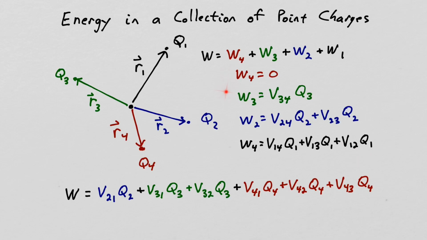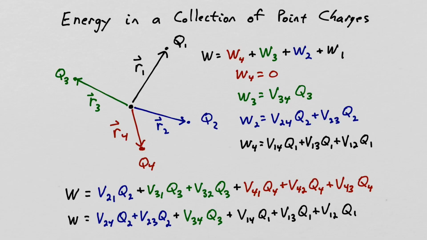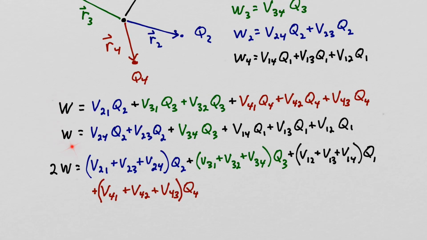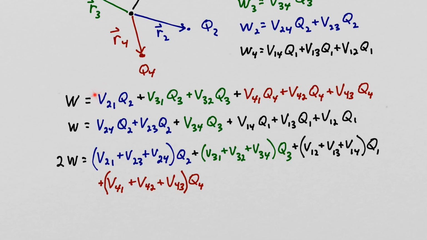The work to assemble these four charges doesn't depend on the order with which we bring the charges in. So these two works are going to be the same. So let's add these two equations. When we sum these two equations, on the left we'll get twice the amount of work it took to assemble the charges. On the right-hand side, grouping these three terms and factoring out a q sub 2, grouping these three terms and factoring out a q sub 3, factoring out a q sub 1 from these three terms, and factoring out a q sub 4 from these three terms.